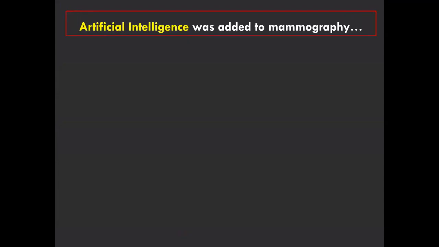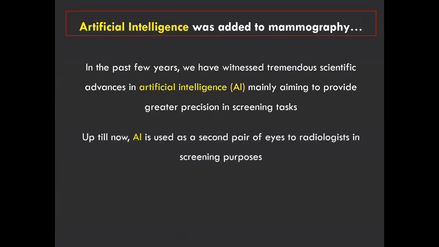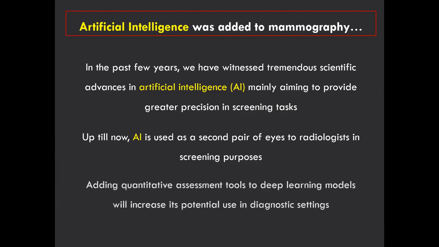As I told you, now we use artificial intelligence to help us in the screening program. In the past few years, we have witnessed tremendous scientific advances in artificial intelligence, mainly aiming to provide greater precision in screening tasks. Up till now, AI is used as a second pair of eyes to radiologists in screening purposes. But adding quantitative assessment tools to deep learning models definitely will increase its potential use in the diagnostic setting, and we have practiced this in our routine everyday work.